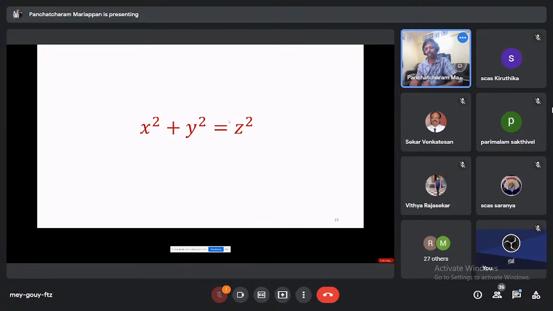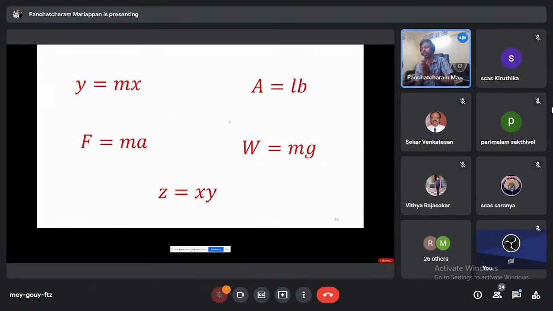So why have I shown this picture? Let me show you. You have equations y equal to mx, a equal to lb, f equal to ma, w equal to mg, z equal to xy. Isn't it the same kind of thing? Everywhere the left-hand side has one thing, and the right-hand side has two letters which I am just multiplying. At one place, in y equal to mx, we say that m is the slope, and in f equal to ma and w equal to mg, we say it is a mass. But almost similar things, right?